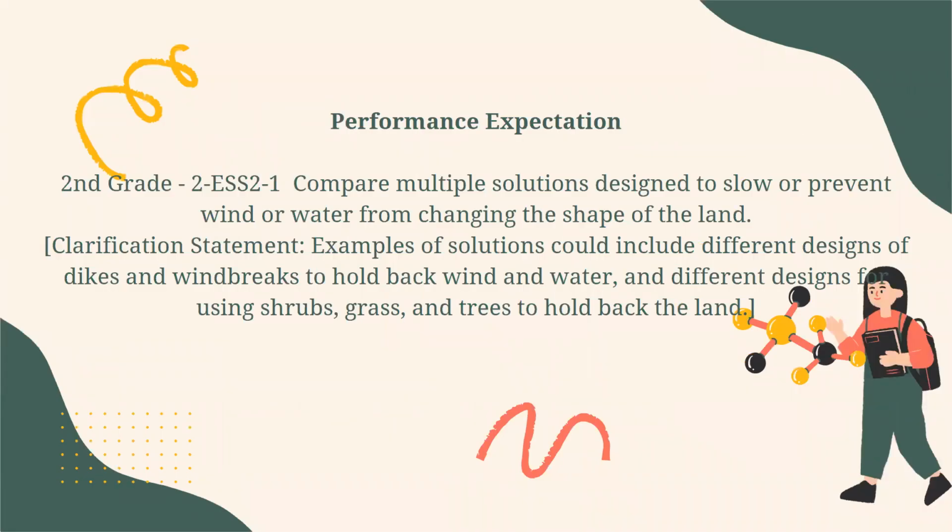We have second grade, and our performance expectation is 2-ESS2-1. Compare multiple solutions designed to slow or prevent wind or water from changing the shape of the land. And the clarification statement is examples of solutions can include different designs of dikes and windbreaks to hold back wind and water, and different designs for using shrubs, grass, and trees to hold back the land.